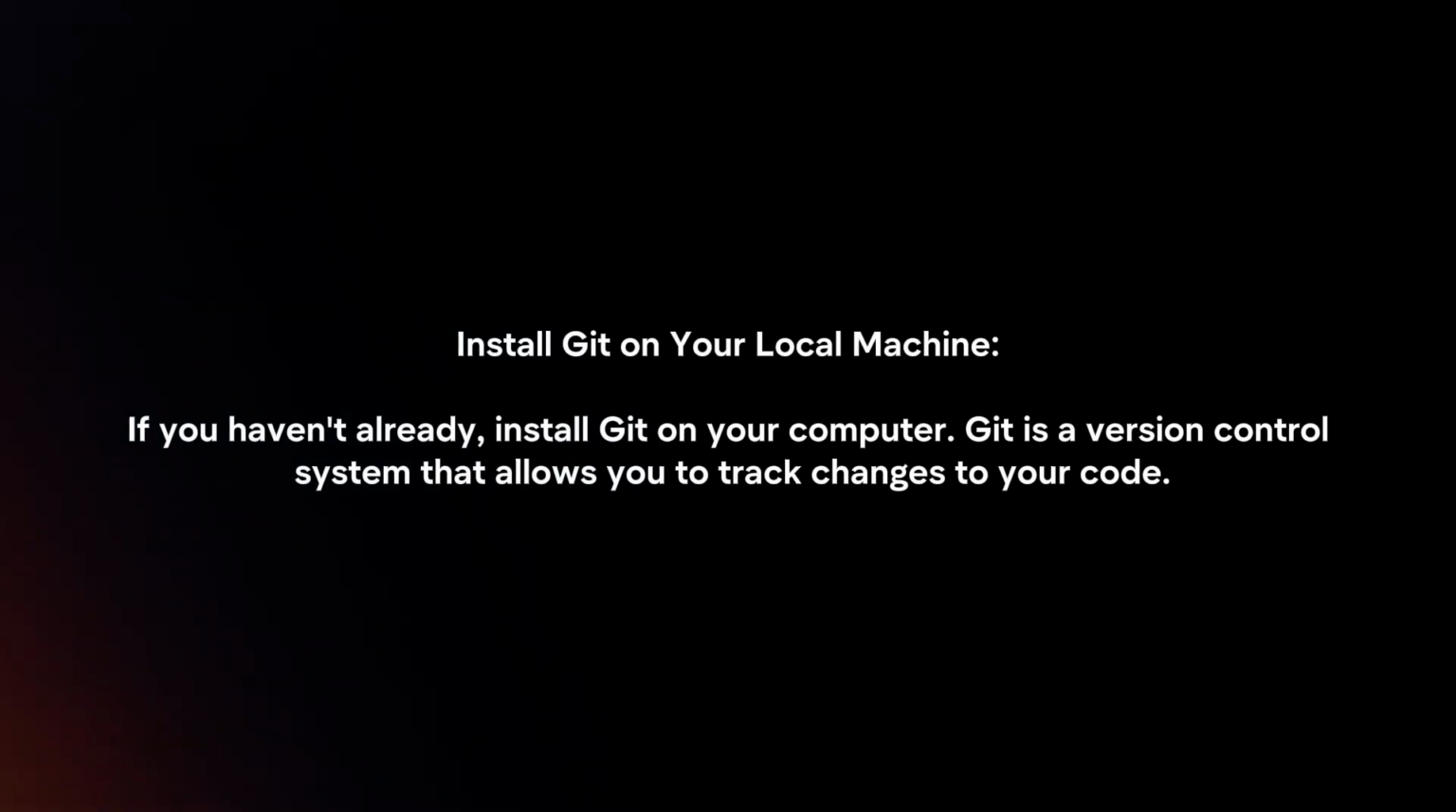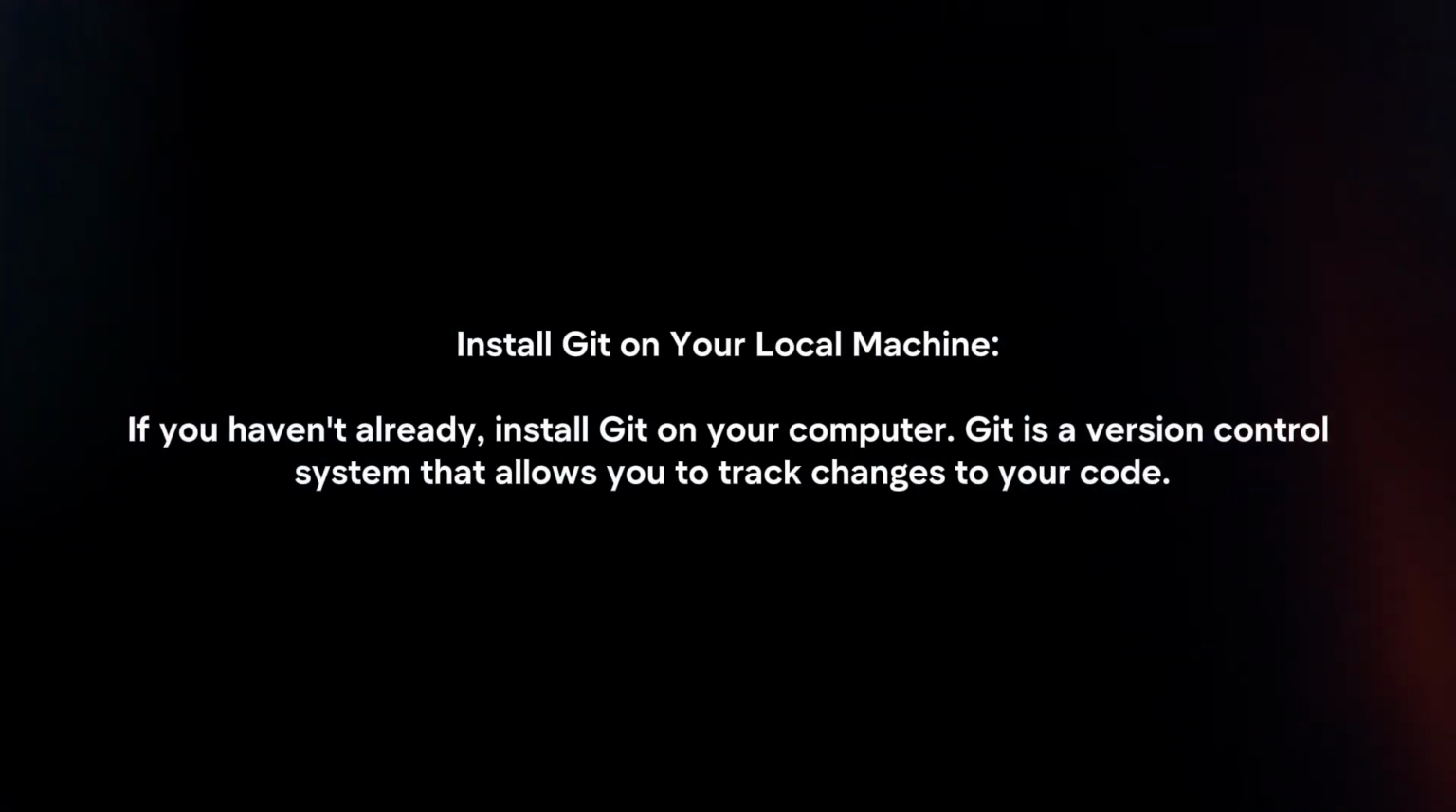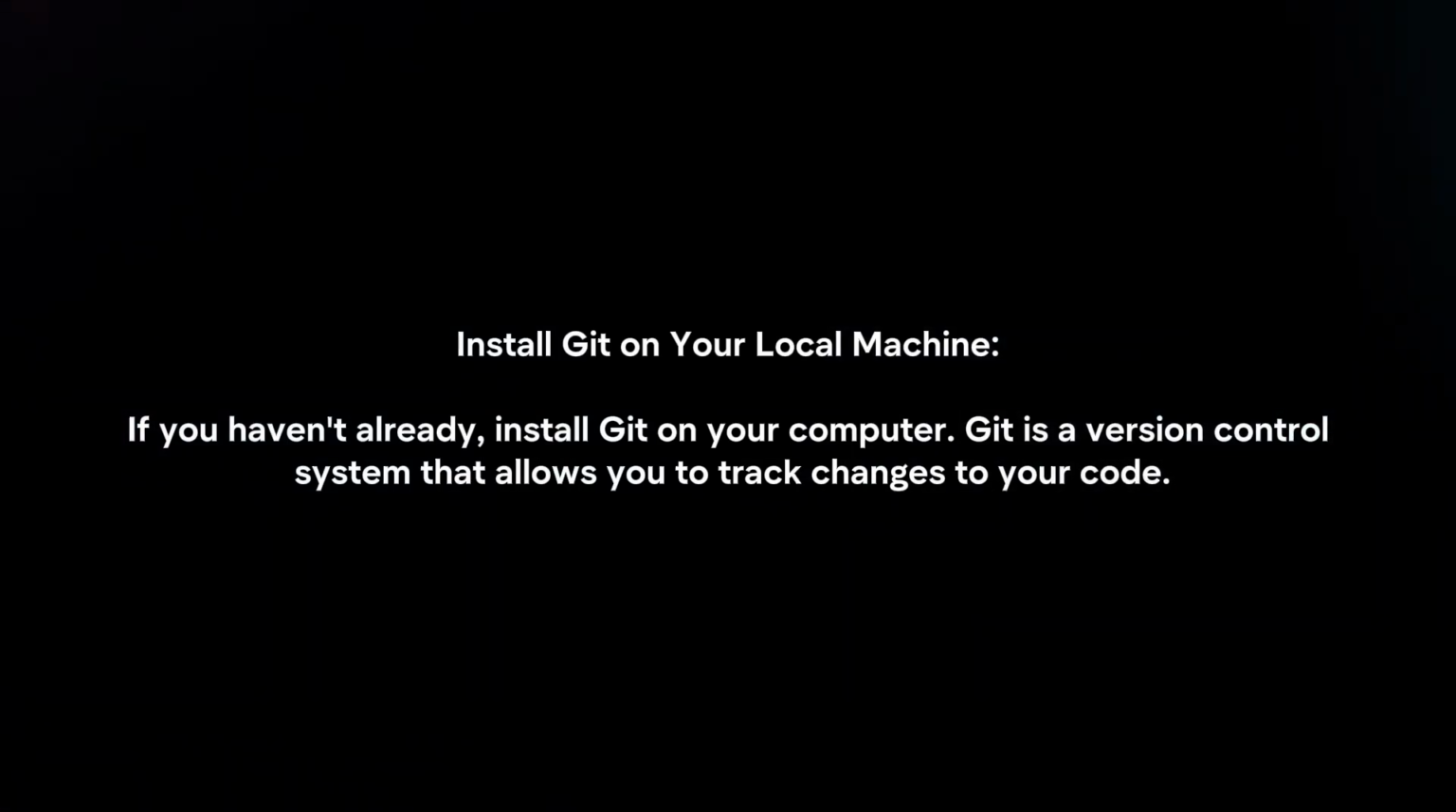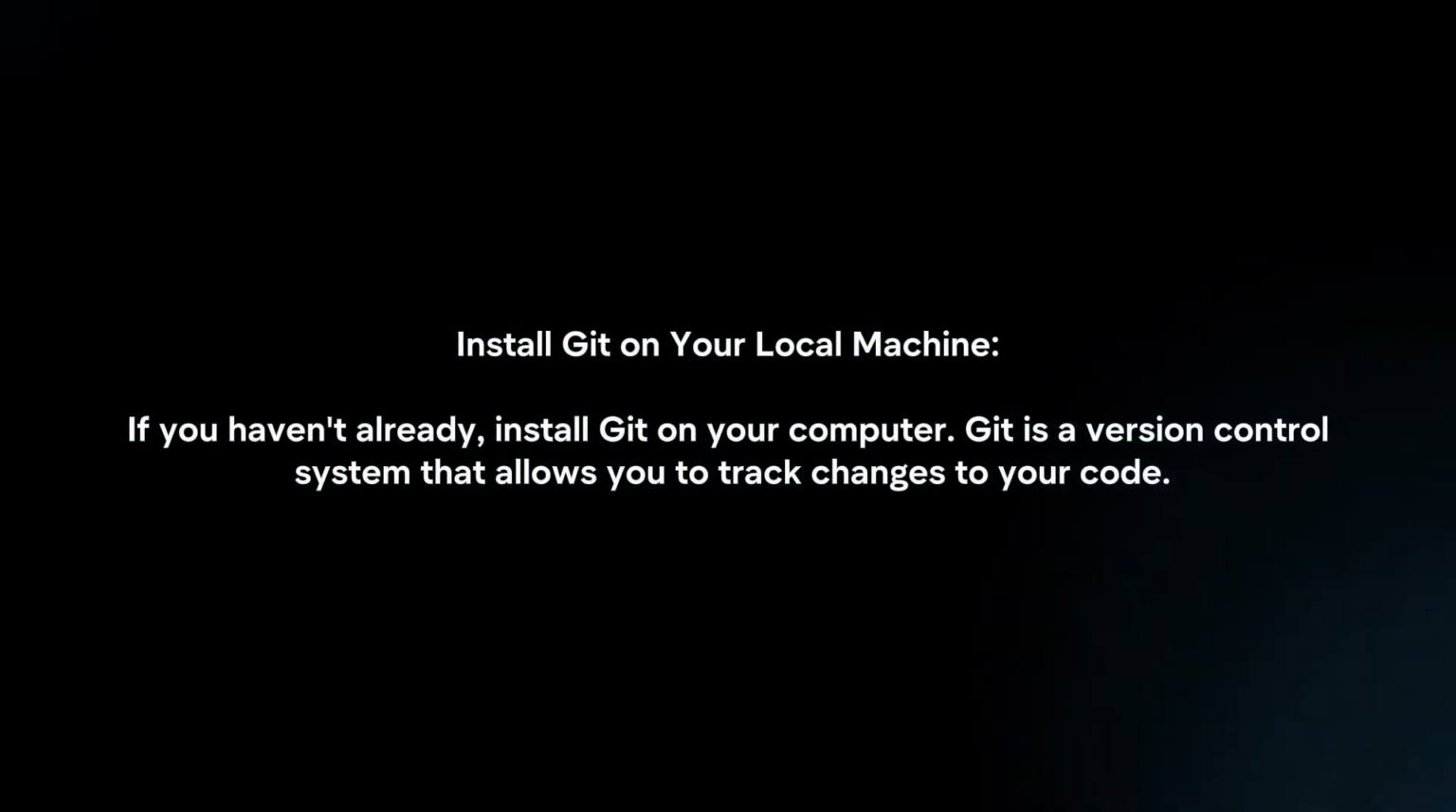Install Git on your local machine. If you haven't already, install Git on your computer. Git is a version control system that allows you to track changes to your code.